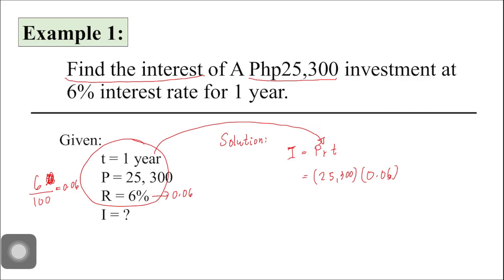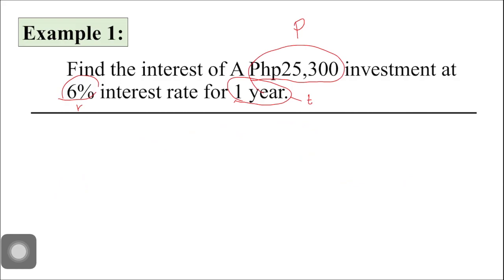Next is the time, or the T. The T is 1 year. And the time here should always be in years. So let's say what is given in the question is in months or in days, you need to convert that into years. Let's say 6 months. What is 6 months in years? That's 0.5 years. We will have an example for that later.